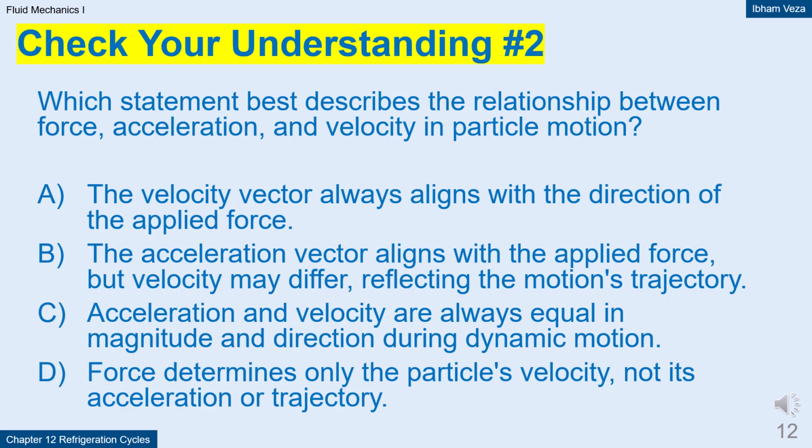Check your understanding. Number 2. This question emphasizes the relationship between force, acceleration, and velocity in particle motion. The core idea is that acceleration aligns with the force, while velocity may have a different direction. This is important to understand why particle trajectories can be curved. The question reinforces the different roles of force and velocity in dynamics.